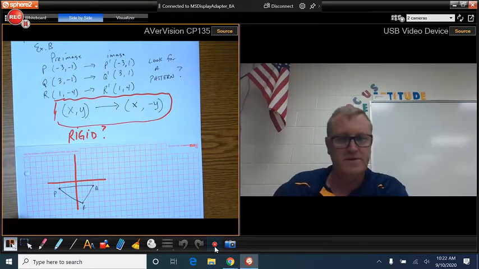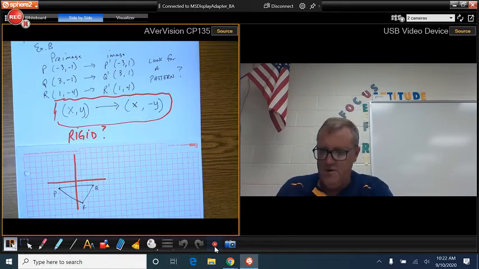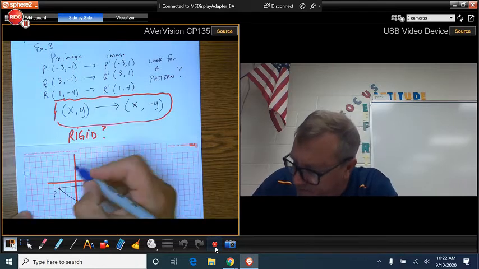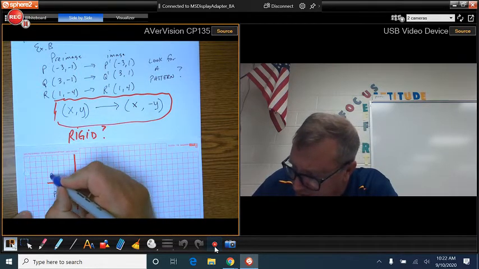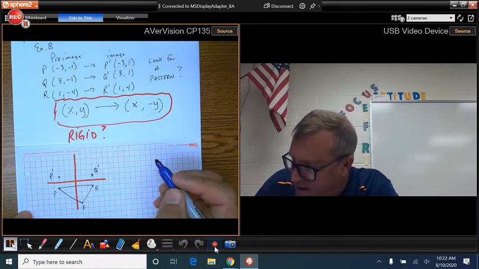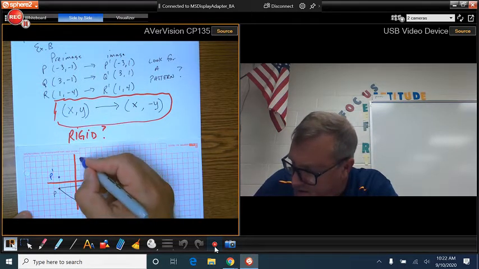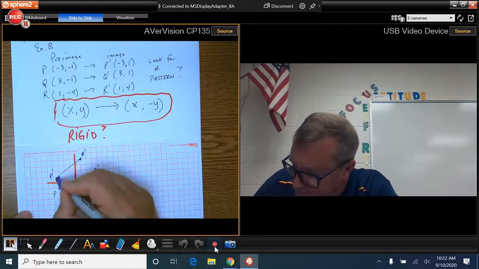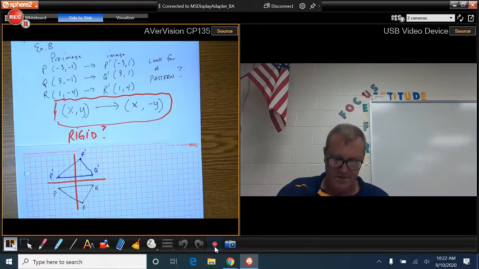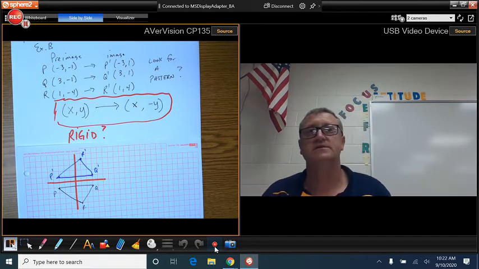And now we're going to go to the prime triangle. Let's use a different color. We'll go (-3, 1). There's P prime. Let's go (3, 1). There's Q prime. And let's go (1, 4). And there is R prime. Can everyone see how there is a reflection across the x-axis?